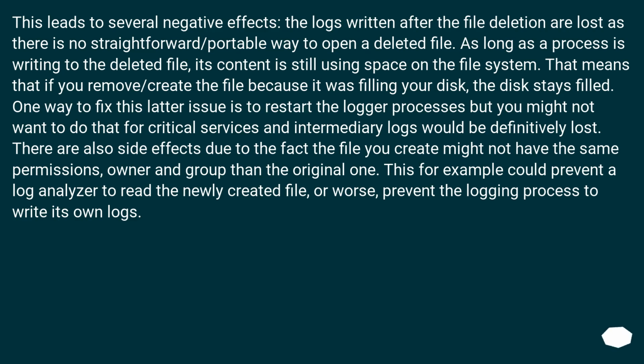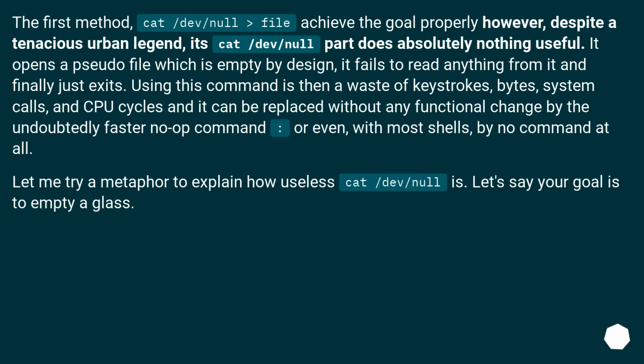There are also side effects due to the fact the file you create might not have the same permissions, owner and group as the original one. This, for example, could prevent a log analyzer from reading the newly created file, or worse, prevent the logging process from writing its own logs. The first method, cat /dev/null > file, achieves the goal properly.